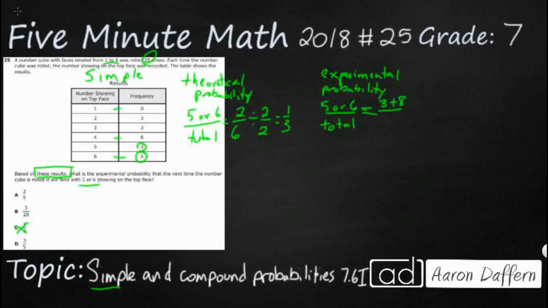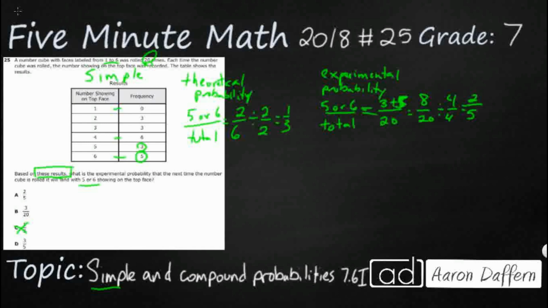Now remember, instead of just 6 faces, how many total rolls did we have? We had 20 total rolls, so we are going to need that. They did 3 plus 5, over my 20. So that's going to be 8 over 20. And those are both even. We could divide by 4s if we really wanted to. That's going to get you 2/5. All right, so that's going to work for A.